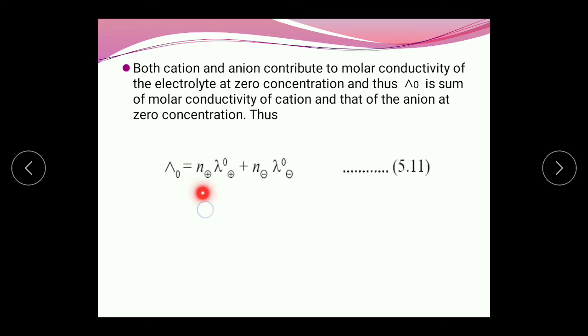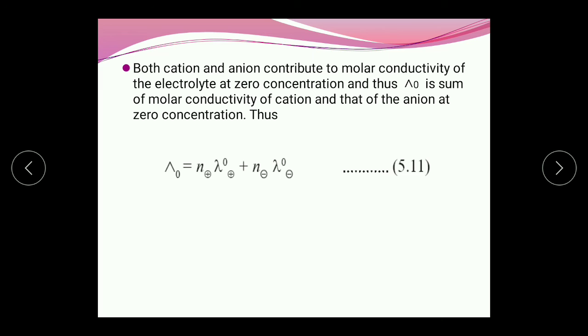Total conductivity lambda 0 at infinite dilution will be equal to n plus into lambda 0 plus, plus n minus into lambda 0 minus. Now let us understand what it exactly means. Here n plus is the number of cations in the formula itself. What is small lambda 0 plus? It is the conductivity of the cations. n minus is the number of anions in the formula, and lambda 0 minus will be the conductivity of those anions. That means total molar conductivity will be the sum of the molar conductivities of the cation as well as the anion.